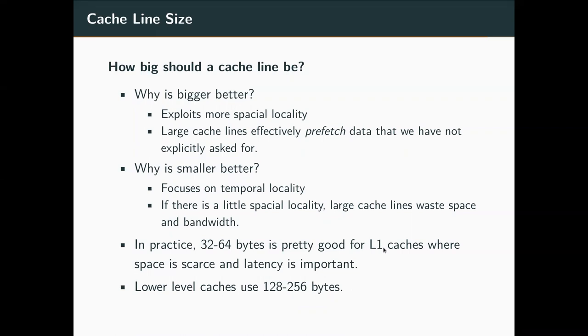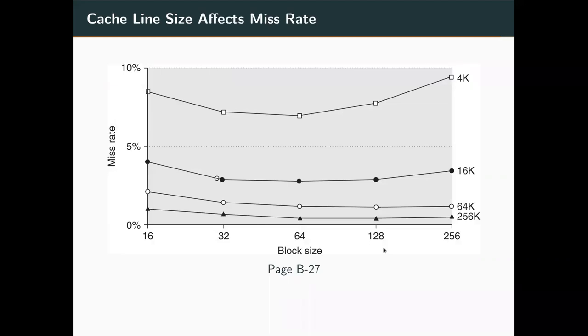So that's cache line size. And here's a little diagram of kind of how it affects the miss rate, the different sizes of blocks and the different sizes of cache. On this axis, the miss rate is over here. These are the lines. This one's for 256K cache, and then going on.